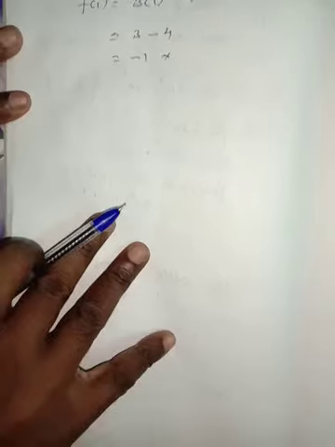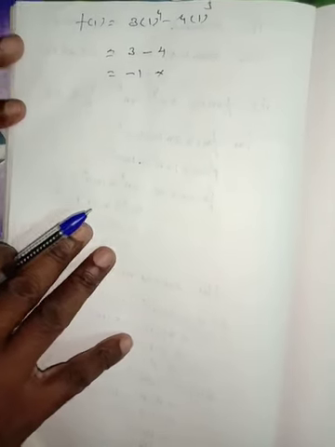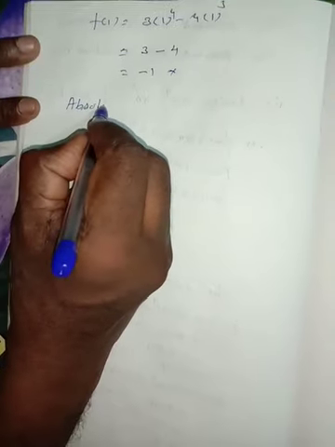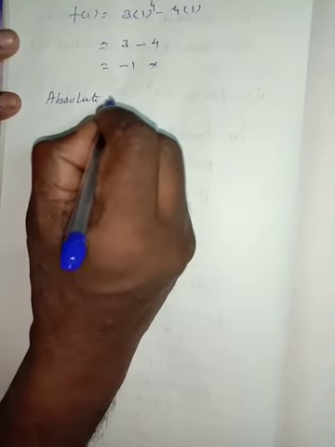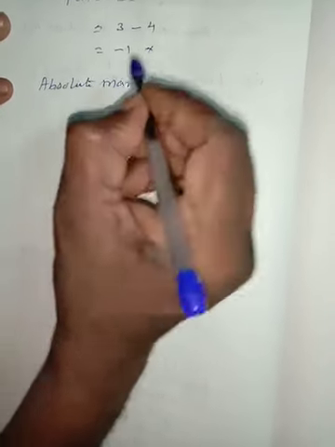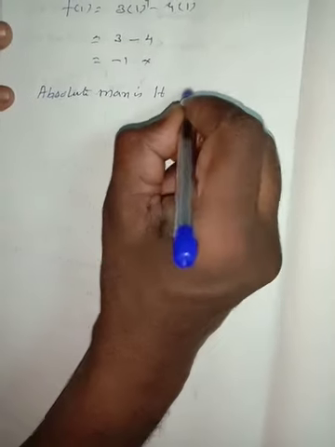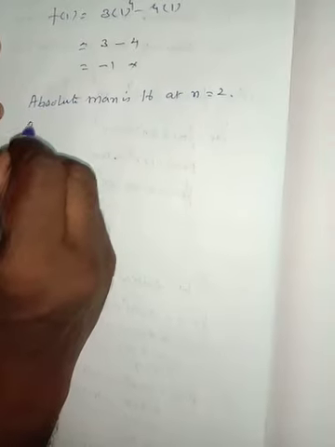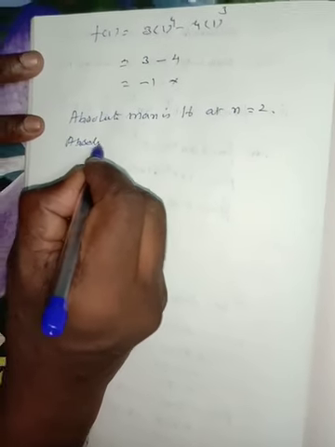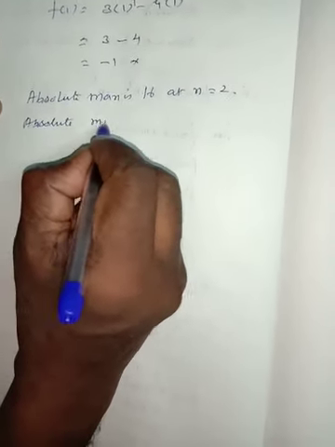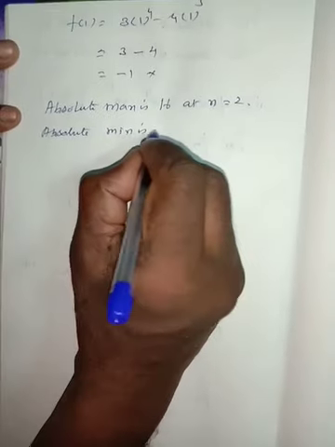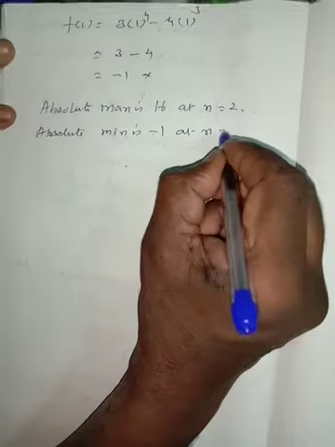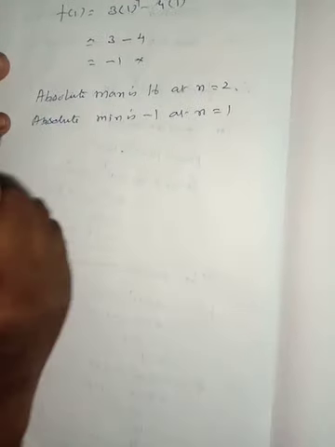Therefore, absolute maximum is 16 at x is equal to positive 2. Absolute minimum is minus 1 at x is equal to positive 1. Subdivision number 3.